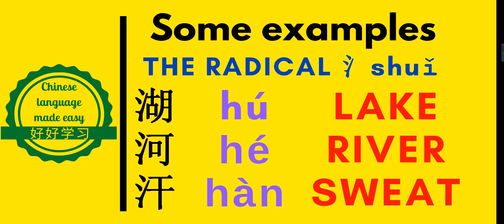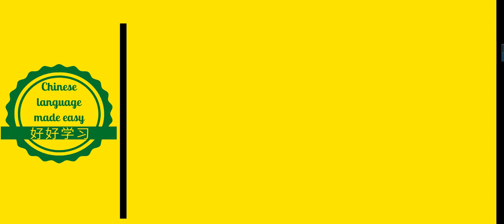So we saw how a radical is important for us and how it gives us the meaning of the character. So let's proceed and get to know some other radical signs and associated examples with those.